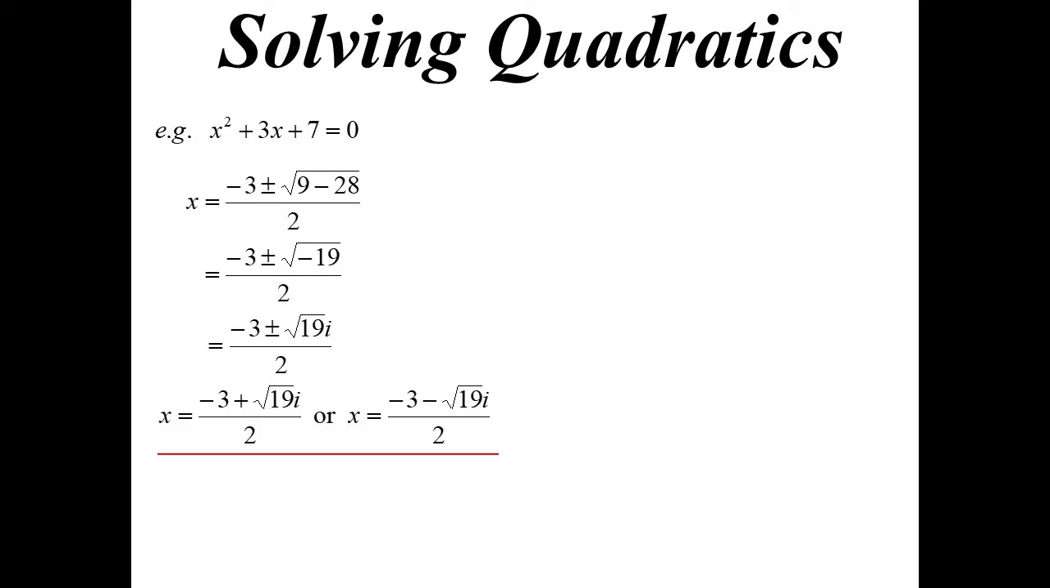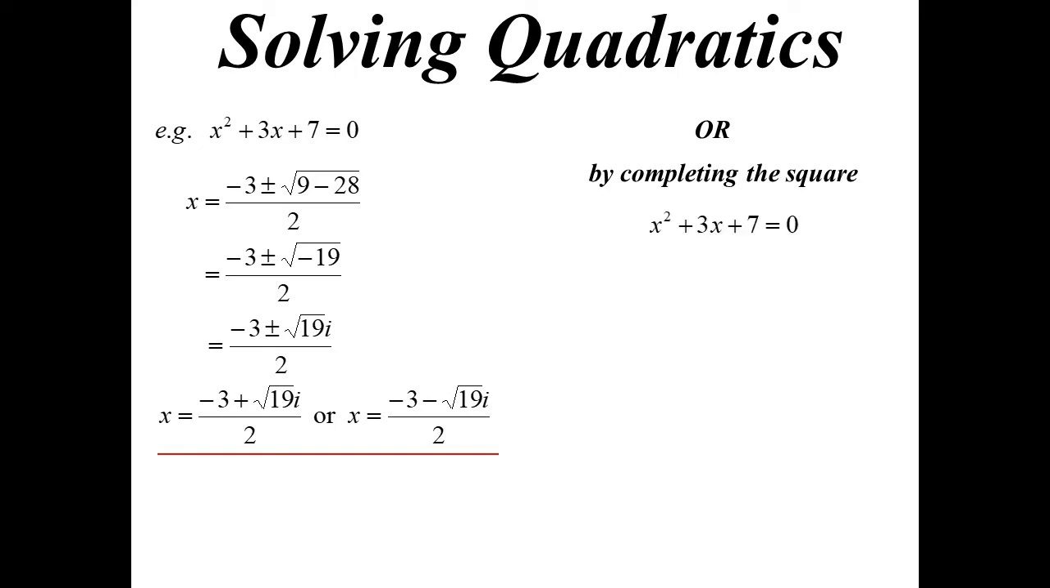Negative 3 plus the square root of 19 i over 2, and negative 3 minus the square root of 19 i over 2. Of course, another way we can now do quadratics, it means every quadratic can be solved using the idea of completing the square, because we can always create now the difference of two squares.